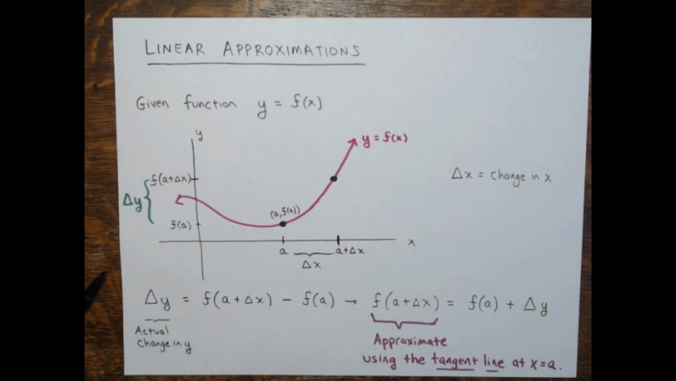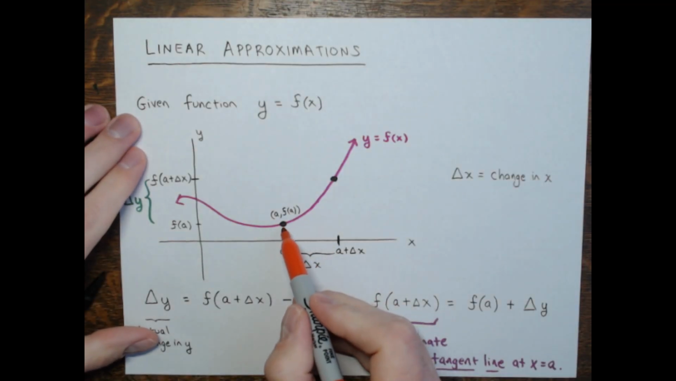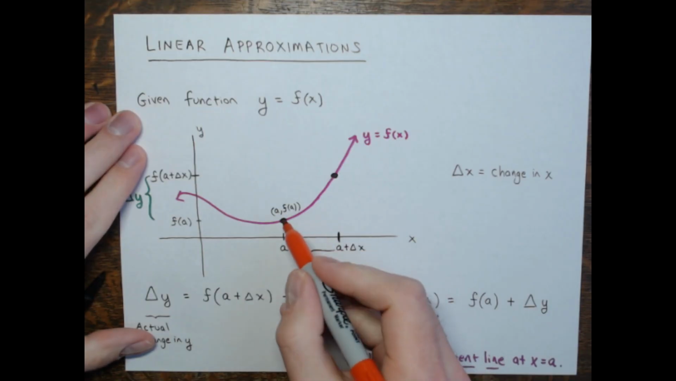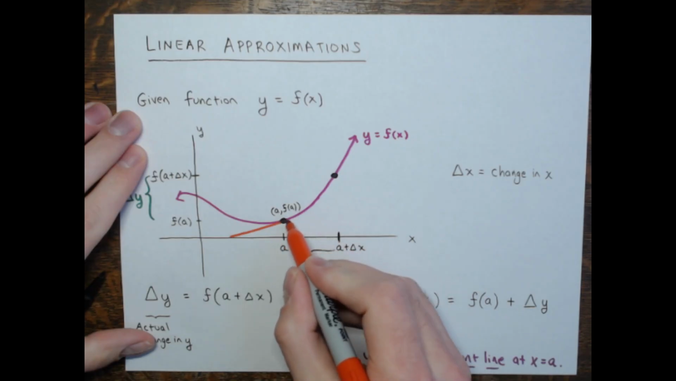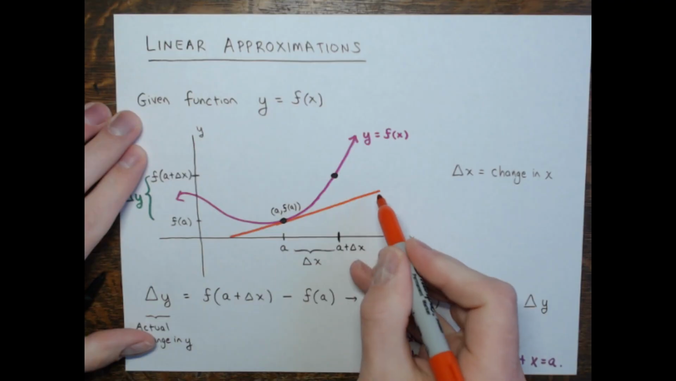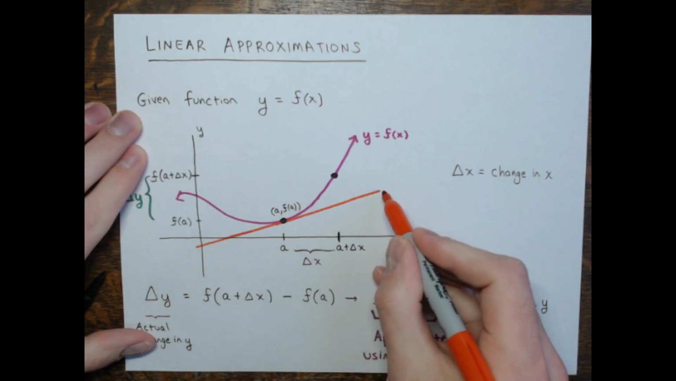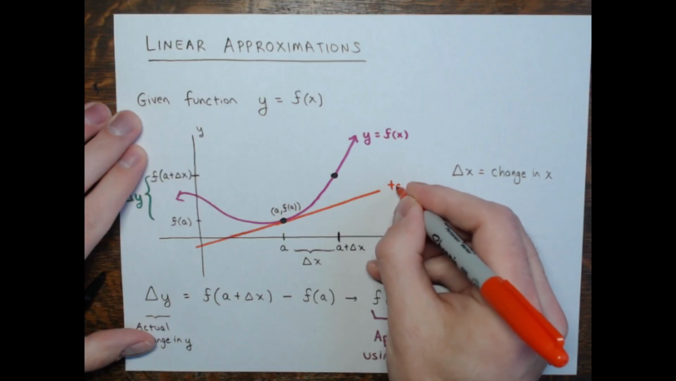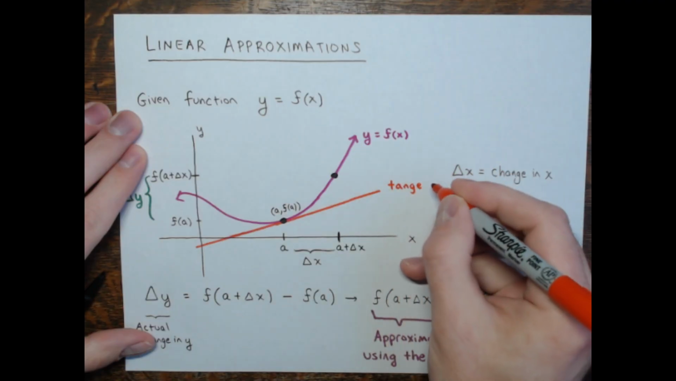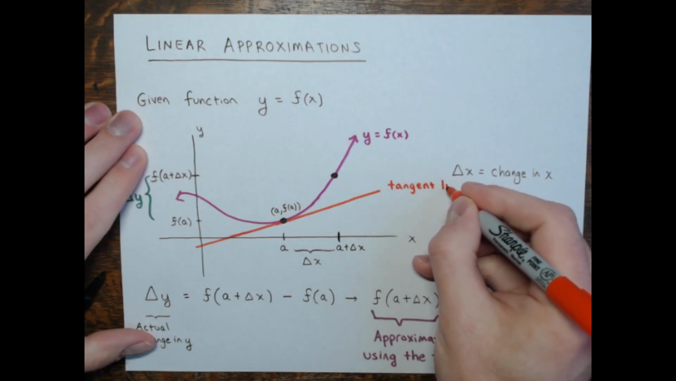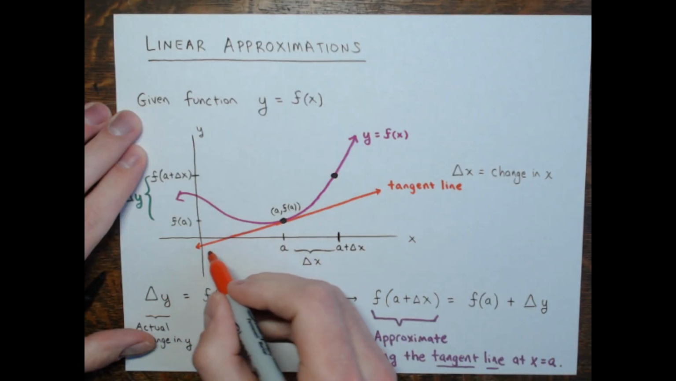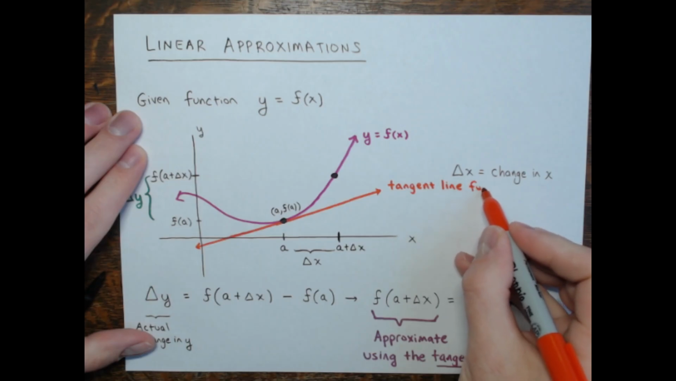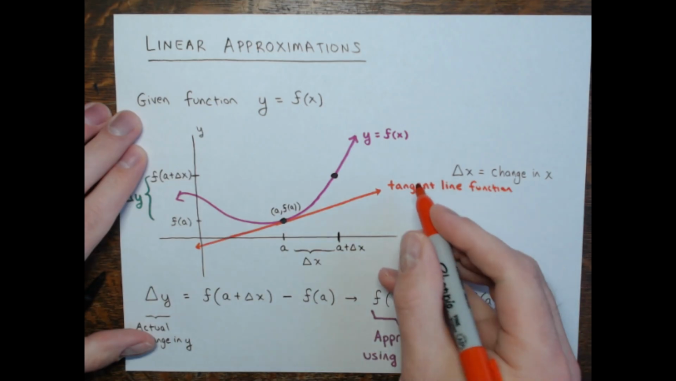So let me draw that in. So remember what the tangent line looks like at a point. So here's the point a, f of a. So here's this tangent line, right? It's pointing in the direction that the curve is going in at that moment. So again, here's the tangent line at x equals a. Well, it's still a function. You could say the tangent line function, right?